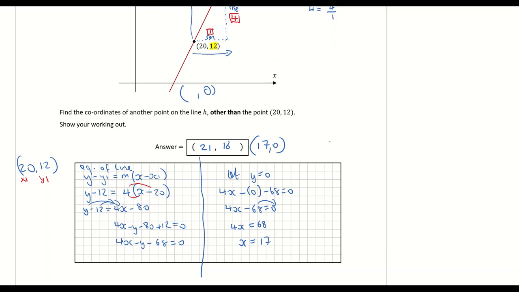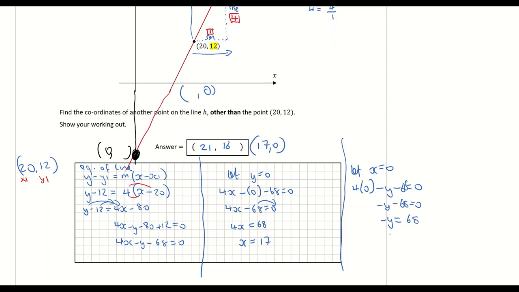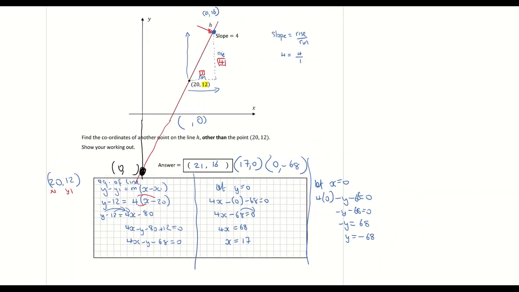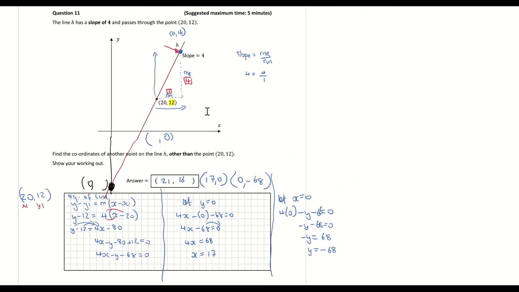Now what I also could have done is I could have let x is equal to zero, because don't forget this red line here technically continues on down, and it'll eventually cut the y-axis. And where it cuts the y-axis, I know that the x has to be zero here. I don't know what the y value is, but that's what I'm trying to find out now. So by letting x is equal to zero, I'd be subbing zero in for x into my equation of the line, which would give me minus y minus 68 is equal to zero. So minus y is equal to positive 68. So positive y is equal to negative 68. So a third point there would be 0, minus 68. So there are just three ways of finding a point on that line. Any one of the three will do.